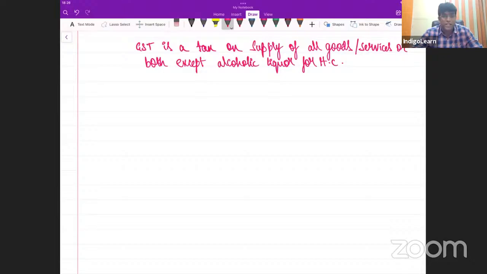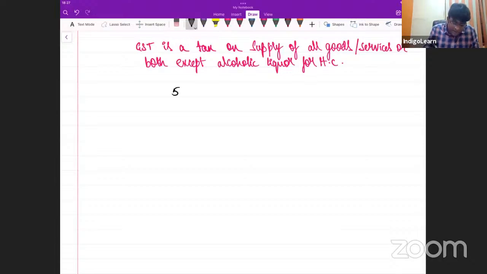So what is the definition for GST? GST stands for a tax on supply of all goods or services or both, except what? Alcohol liquor for human consumption. So alcohol liquor for human consumption is one such product which is permanently kept outside GST. On that, GST will never ever apply. Clear, friends?